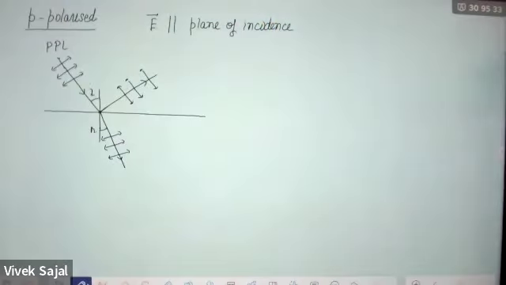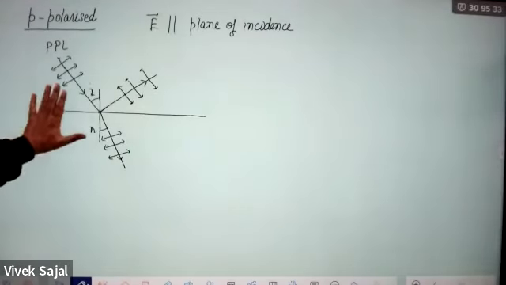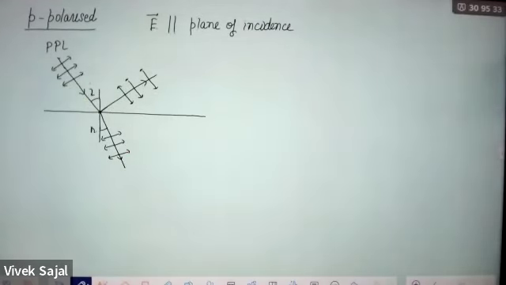Whose electric vectors are parallel to the plane of incidence. So this type of plane polarized light is called p-polarized. Is it okay, beta, up to this point?